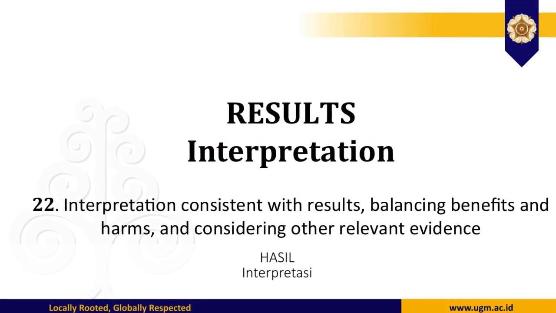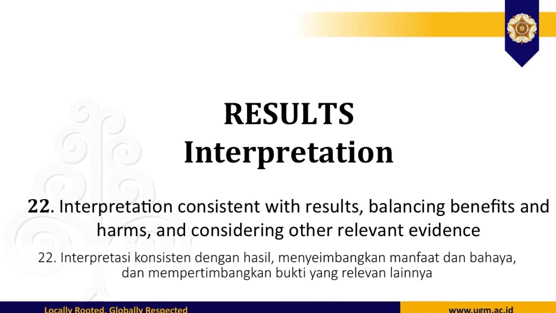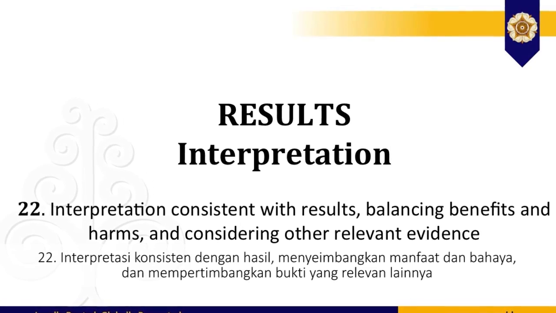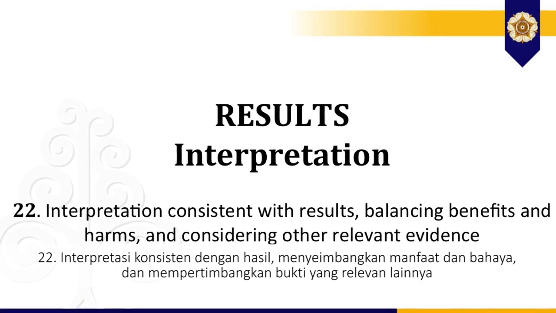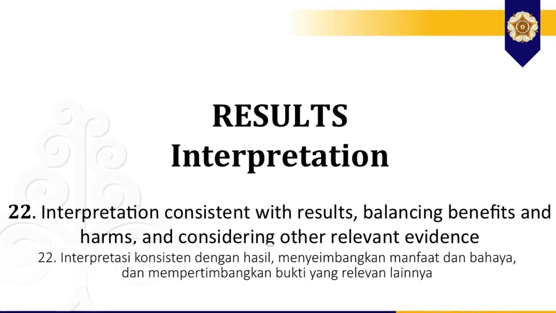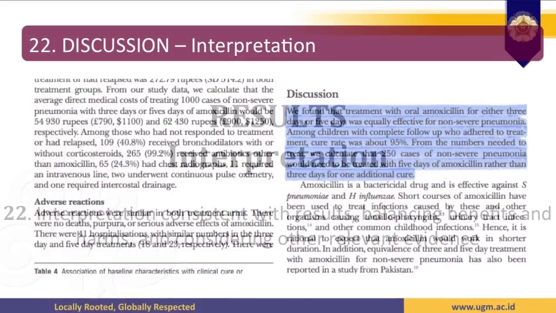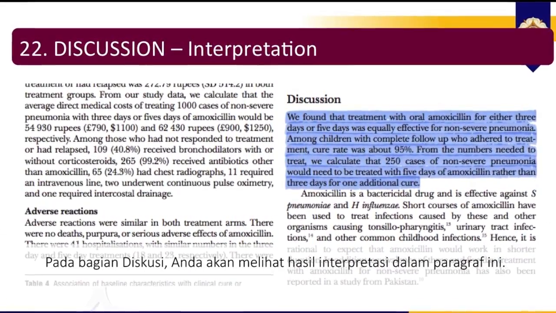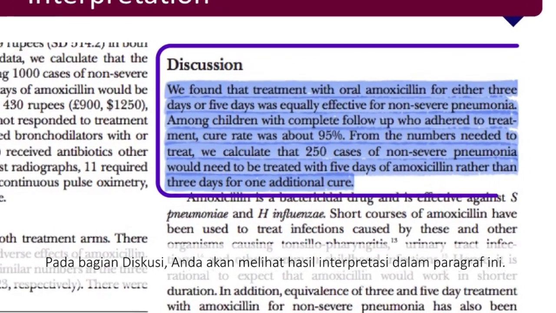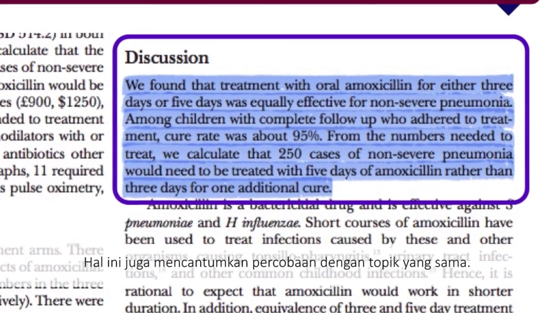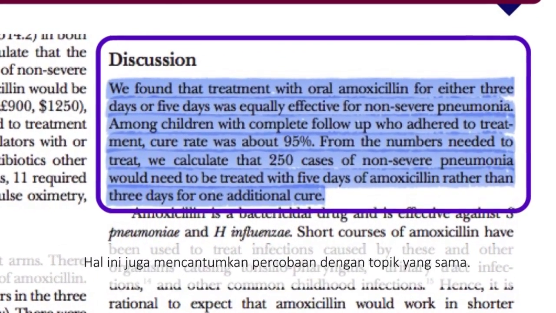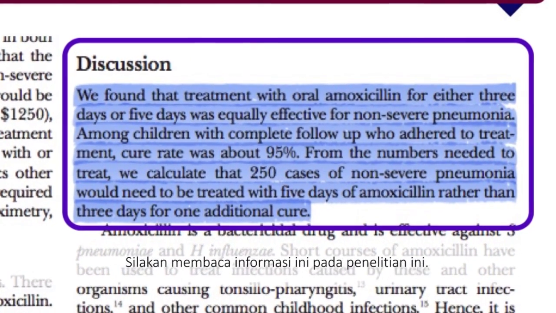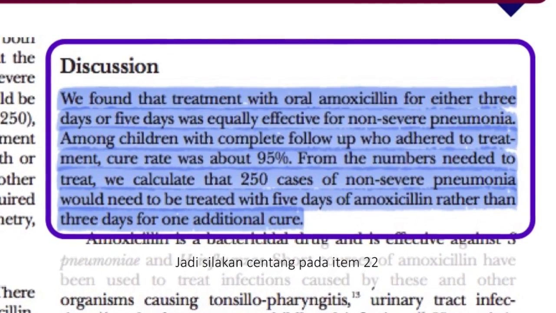Interpretation. 22. Interpretation consistent with results, balancing benefits and harms, and considering other relevant evidence. In the discussion section, you will see the results interpretation in this paragraph. It also considers other trials in the same topic area. Please read this information on this study. So please tick item 22.